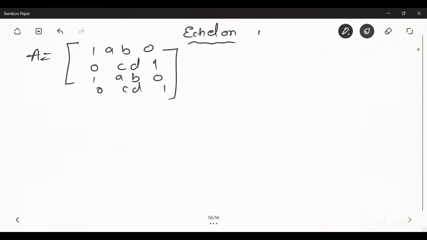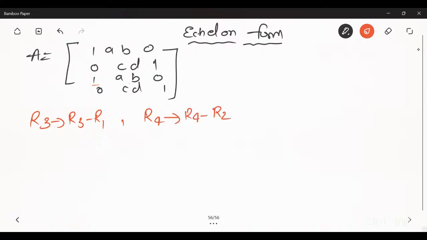Generally, what this form tells us is that after applying the row and column transformations, you have to find the number of rows that contain an element. Okay, so that will be the rank of that matrix. Suppose that was the question, 1 A B 0, 0 C D 1. If I apply R3 tends to R3 minus R1, and if I apply R4 tends to R4 minus R2.